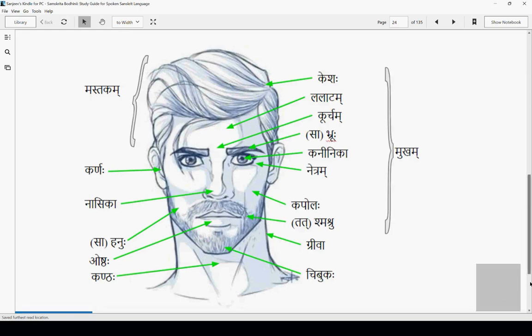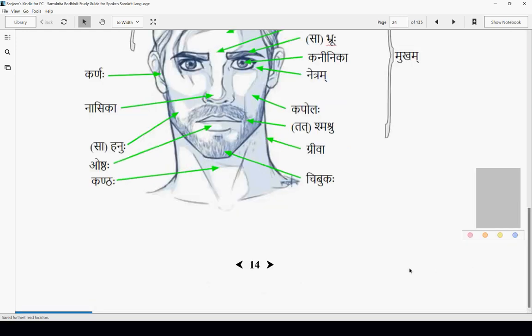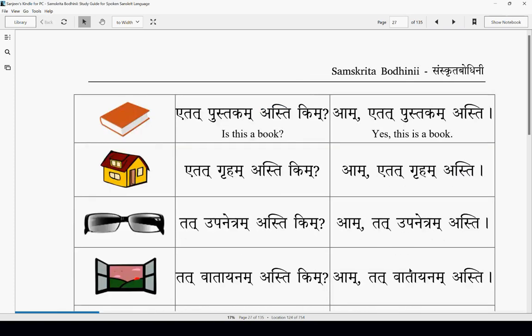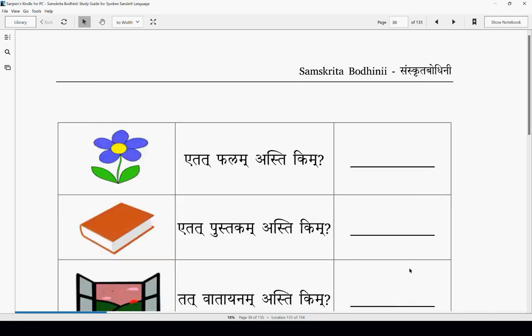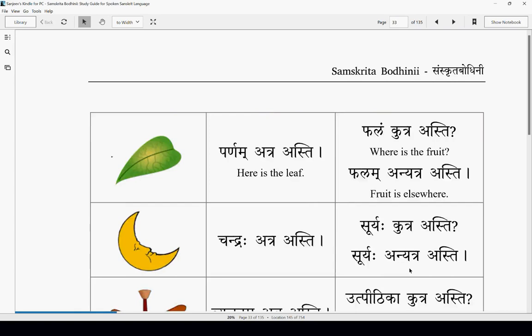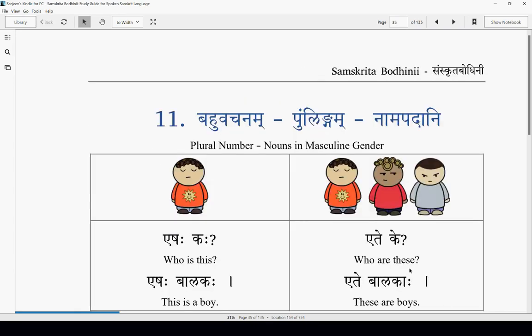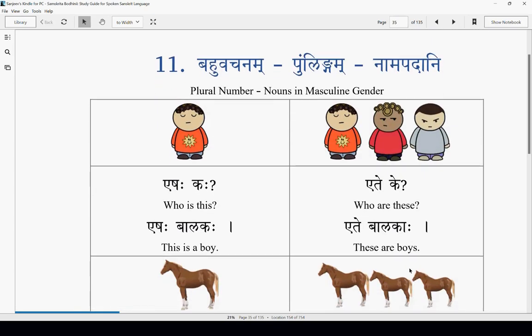This one starts coming around. Click here. Bahuvachanam pullingam anya padani. We saw that. Eshah kaha, eshah balakaha.